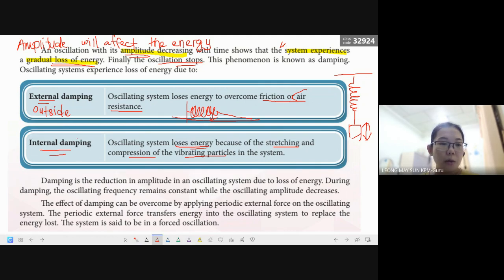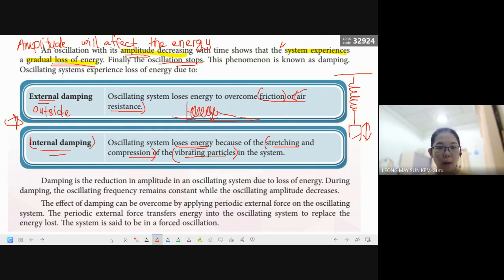Okay, so external damping is either from the frictional force or the air resistance. Internal damping is due to loss of energy because of the stretching and compression of the vibrating particles in the system. So please do take note of external and internal damping.